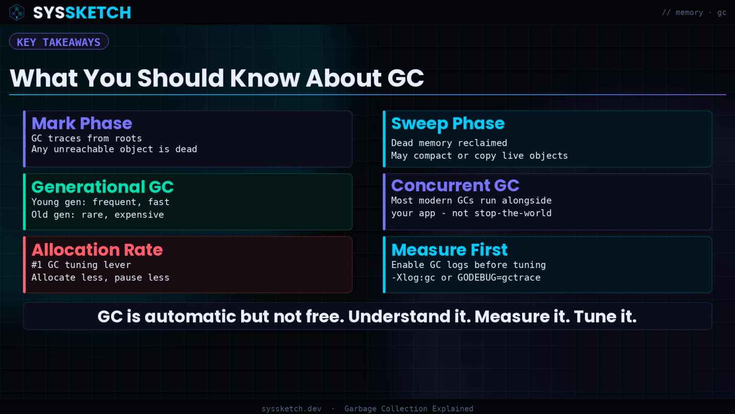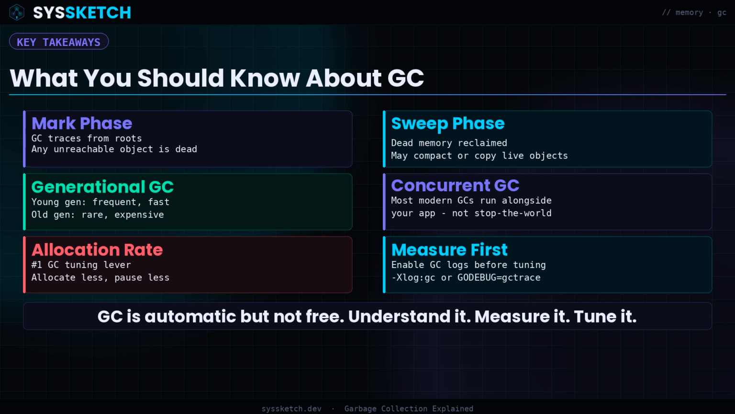Garbage collection is one of those topics that feels abstract until the day you hit a production incident caused by a GC pause and have to explain to your team why your service stopped responding for 2 seconds. The core ideas are not complicated once you see them clearly. The mark phase traces from roots to find every live object. The sweep phase reclaims everything else. Generational collection exploits the fact that most objects die young, so most pauses are short. Modern concurrent collectors do most of their work without stopping your application at all.